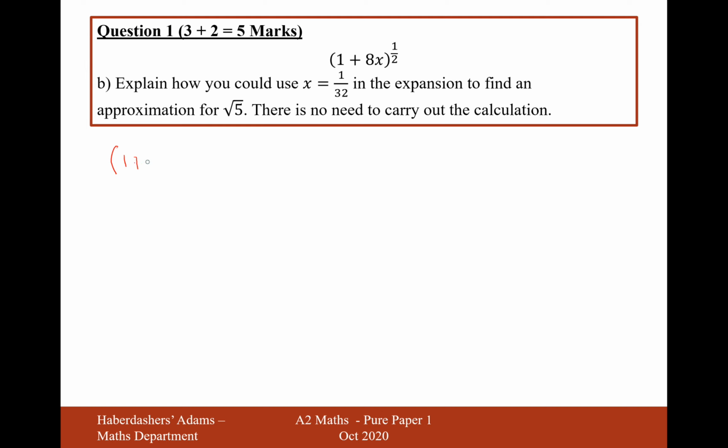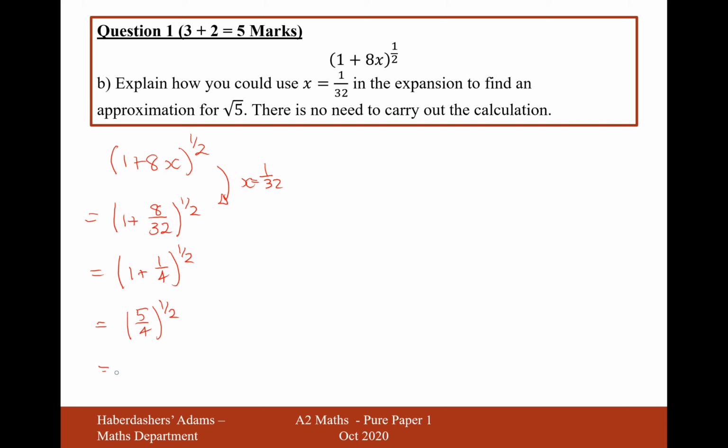Well, let's take (1 + 8x) to the power of a half and substitute in x equals 1 over 32. So it's going to be (1 + 8 over 32) to the power of a half. 8 over 32 simplifies to a quarter, so it's going to be 1 plus a quarter. These things are all equal to each other. Then it's going to equal 5 over 4 to the power of a half. We all know that a power of a half is effectively a square root, and then we can simplify 5 over 4 rooted to root 5 over 2.